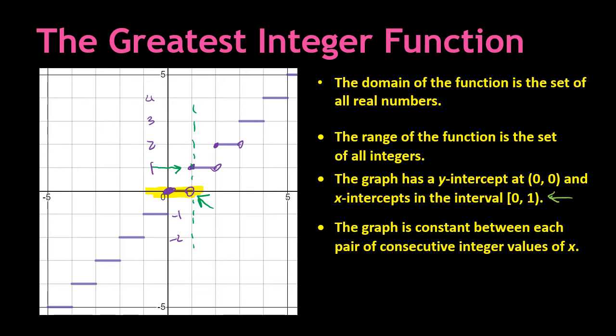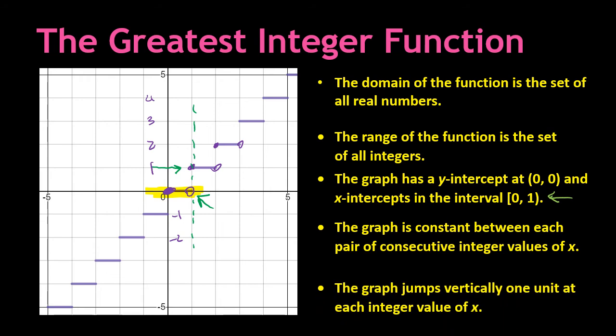The graph is always constant between the consecutive integer values. So if you look at your little steps, they are not sloped at all. They all have a slope of 0, horizontal little line segments. And the parent function jumps vertically, from here to here, and here to here. It's a vertical distance of 1, unless we apply a stretch or compression to our graph. But as far as the parent function goes, it is a vertical jump of 1.